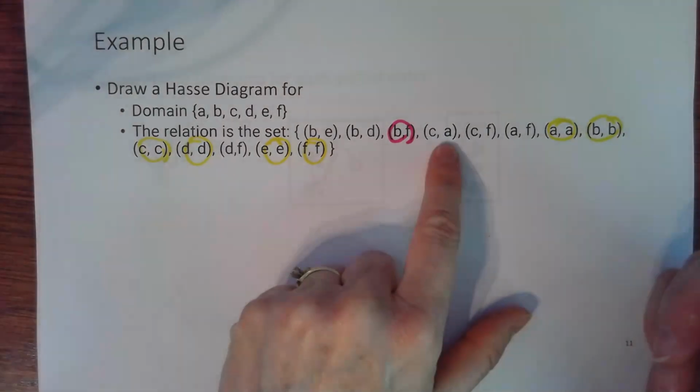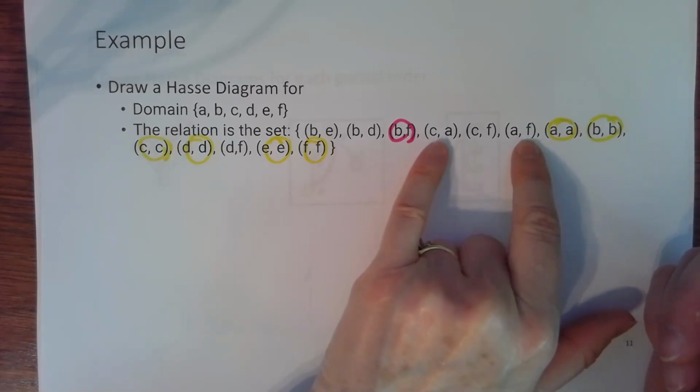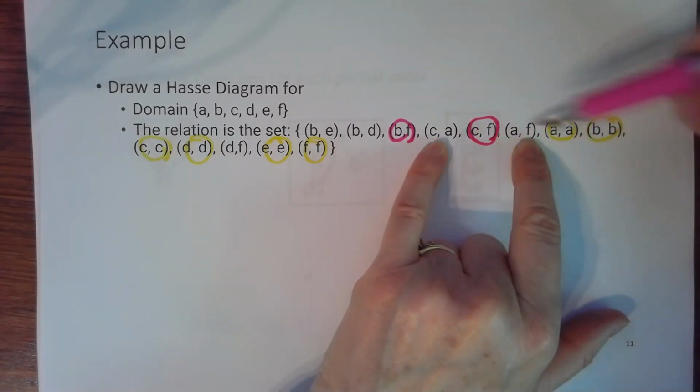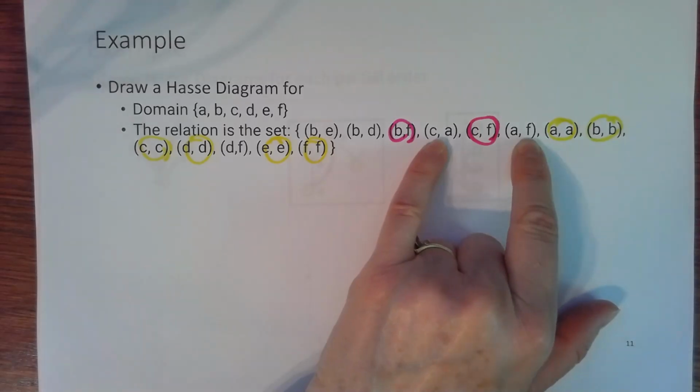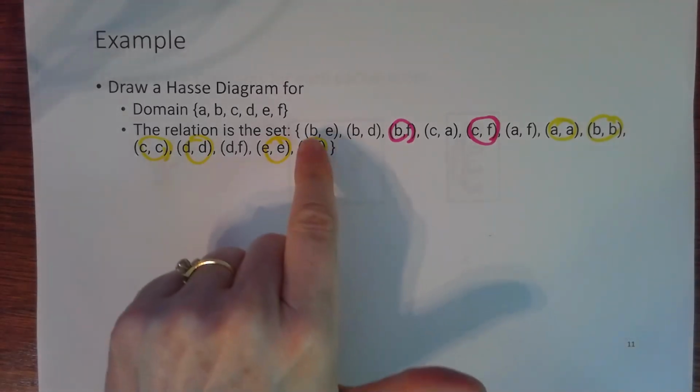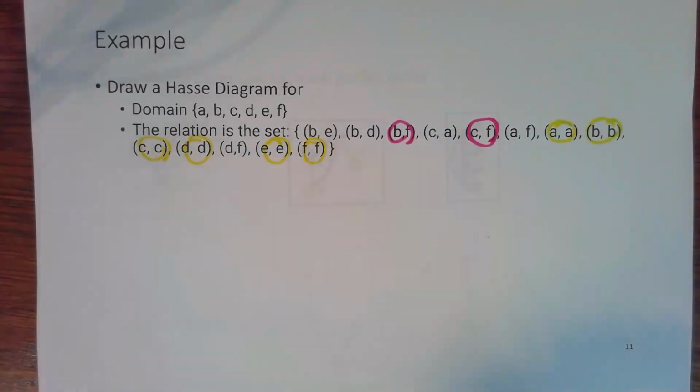And then we have C to A and A to F. And so by transitivity, we have to have C to F. There it is. That's a transitive edge. That's not going to have to show up in our diagram. Okay, I think we've considered every single edge now, and so the only ones that we're going to have to consider are the relationships that I haven't circled to eliminate.